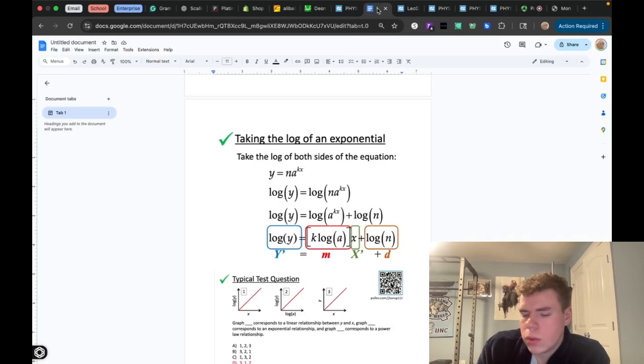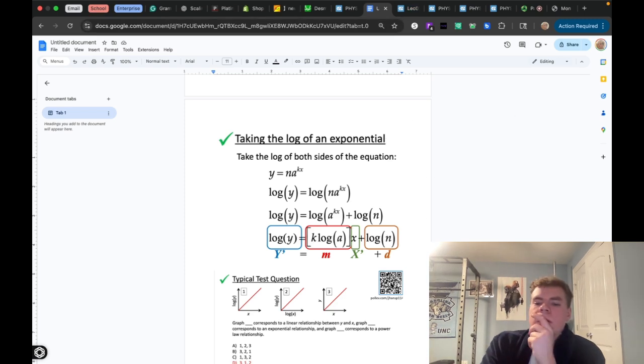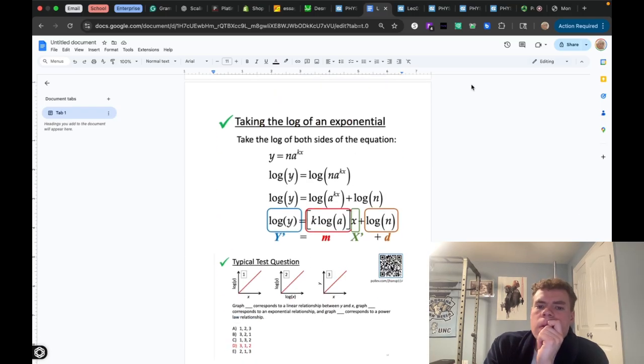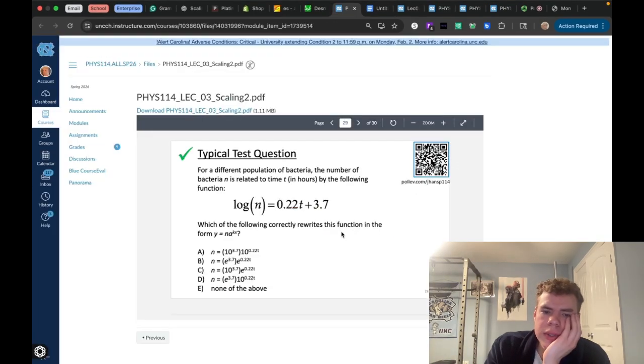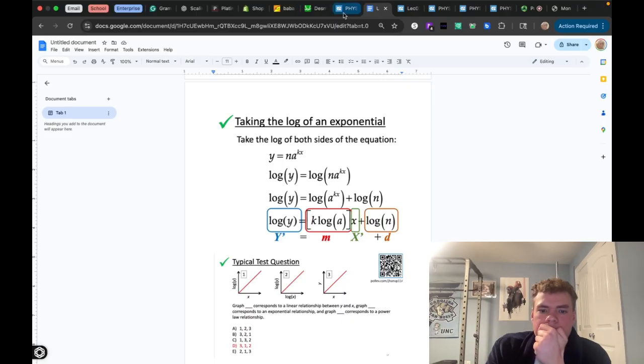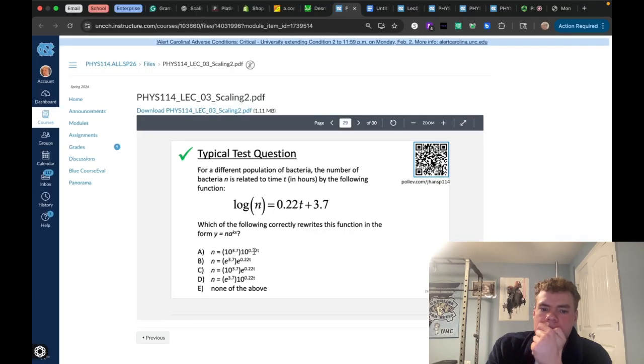All right. So we have this, which is why I'm confused. Because it is 3.7, log of n. Is that what that is? So it is log of n.